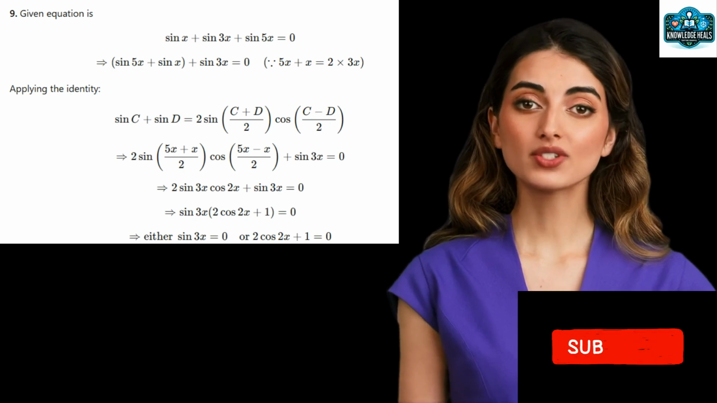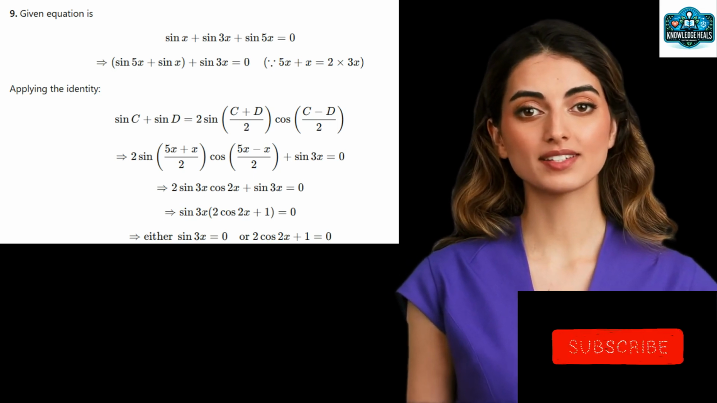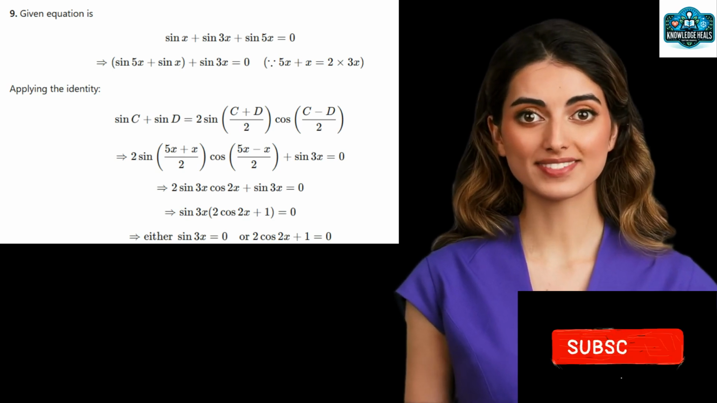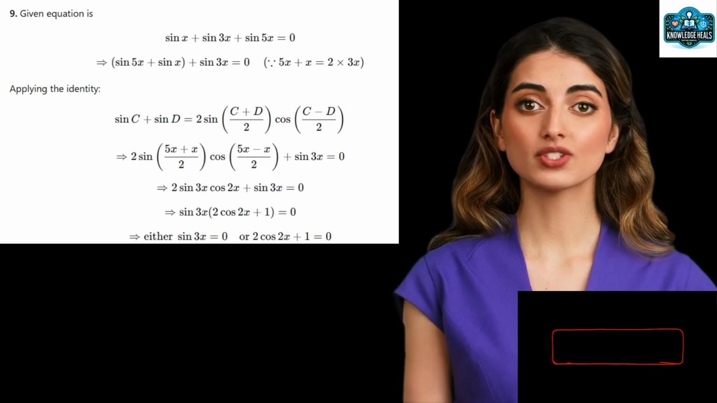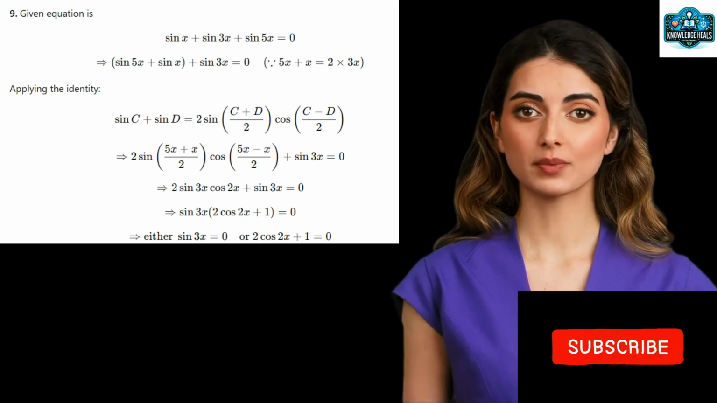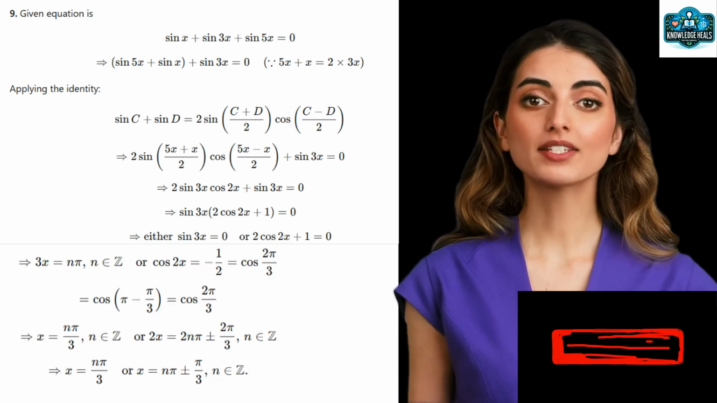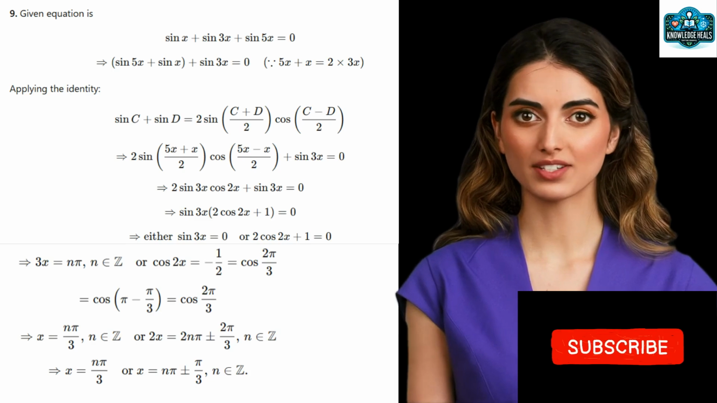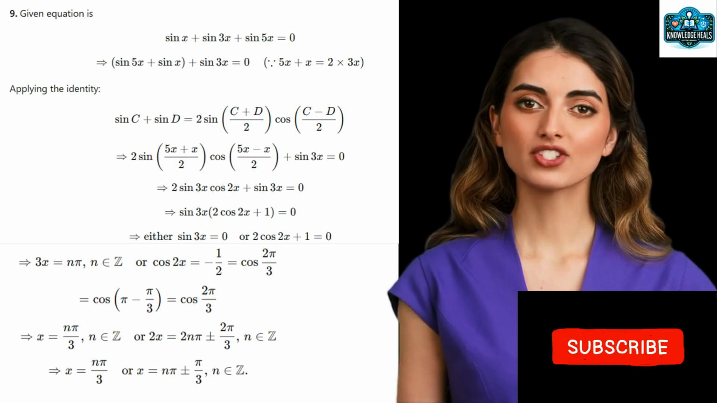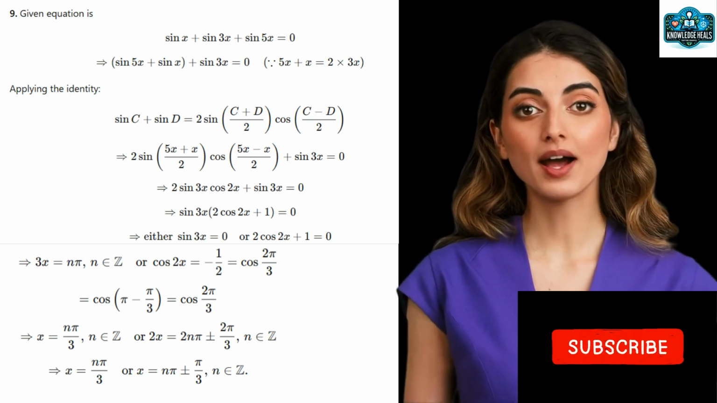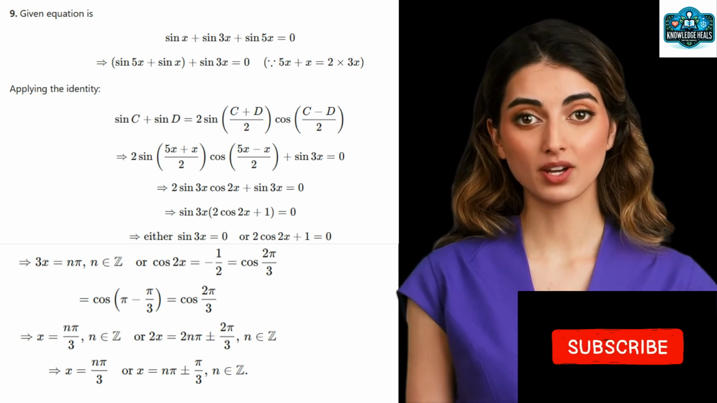So it becomes 2 sin 3x into cos 2x plus sin 3x is equal to 0. As we simplify more, we get sin 3x is equal to 0, or 2 into cos 2x plus 1 is equal to 0. Thus, we get cos of (pi minus pi by 3) equal to cos 2 pi by 3. Thus, we get our general solution as x equal to n pi by 3, or x equal to n pi plus or minus pi by 3, where n belongs to Z.